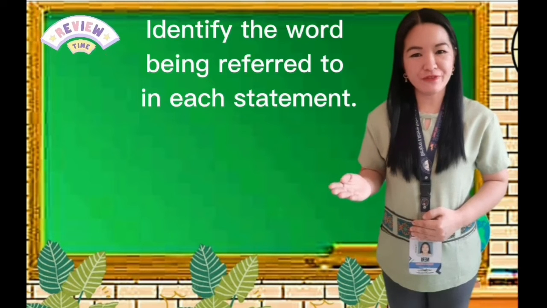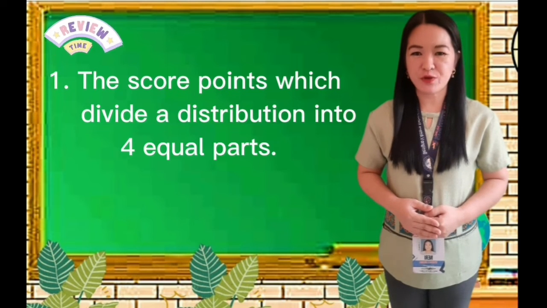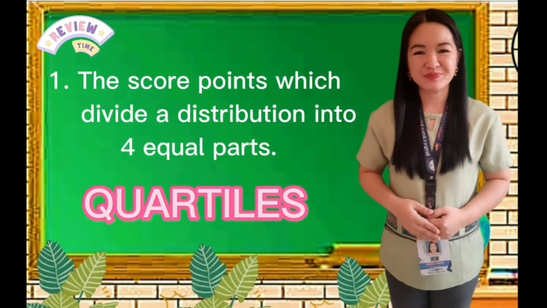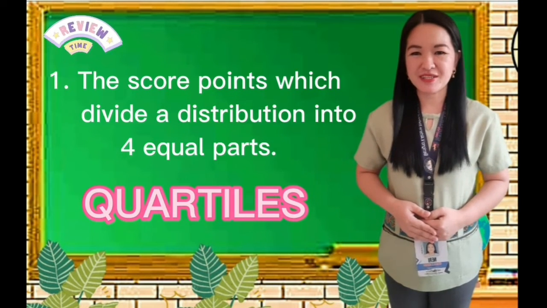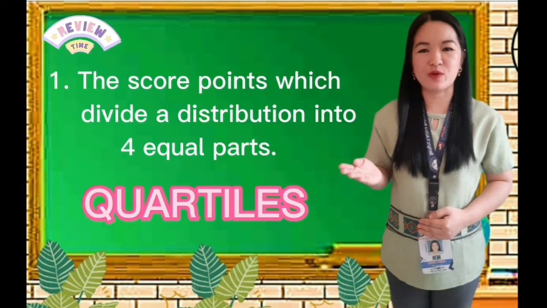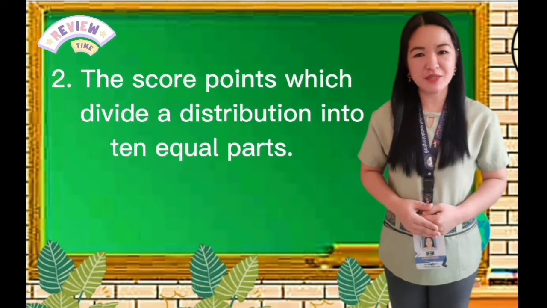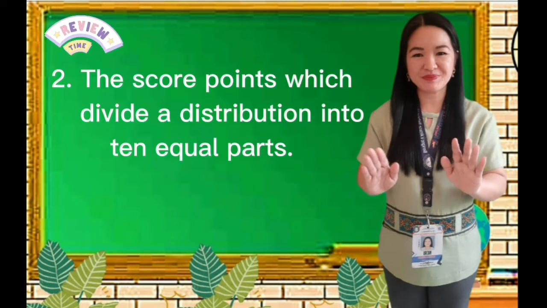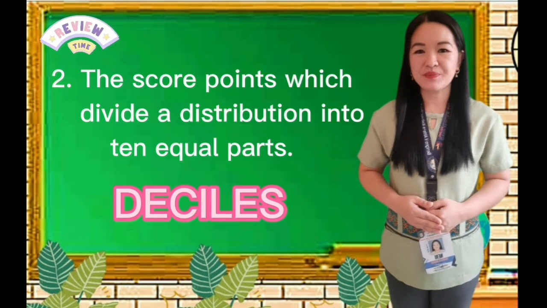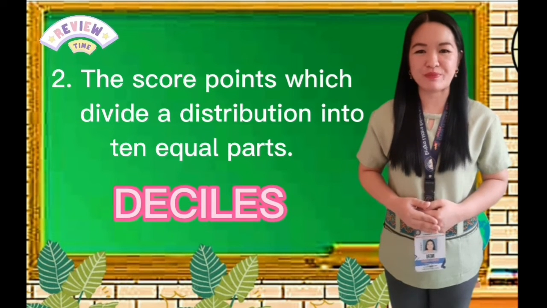Identify the word being referred to in each statement. First, what do you call the score points which divide a distribution into 4 equal parts? Correct! Quartiles. Quartiles are the score points which divide a distribution into 4 equal parts. How about the score points which divide a distribution into 10 equal parts? You got it! The answer is deciles. Deciles are the score points which divide a distribution into 10 equal parts.